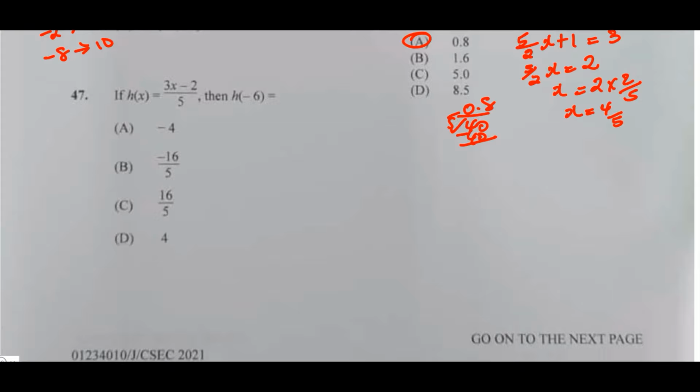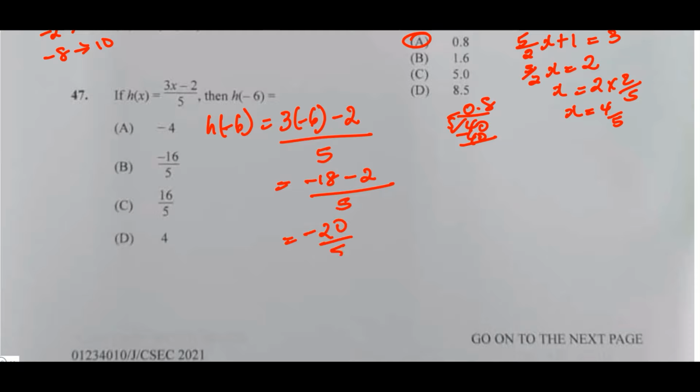Number 47, if h of x is equal to 3x minus 2 over 5, then h of negative 6 is, so it's just basic algebraic substitution. So h of negative 6 means anywhere in the function h of x I see x, I'm going to put negative 6. So 3 times negative 6 minus 2 over 5. So 3 6s are 18 and it's negative, so it's negative 18 minus 2 over 5. That's negative 20 over 5. 5 4s are 20, that's negative 4. So careful with your signs, so your answer would be negative 4.